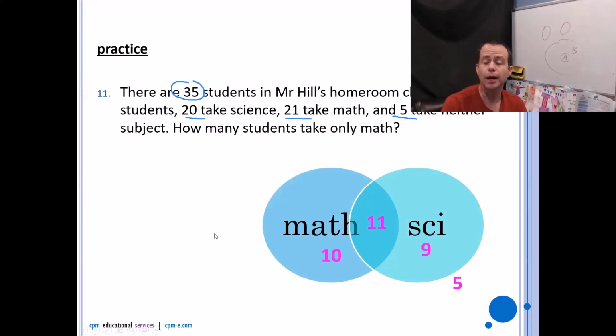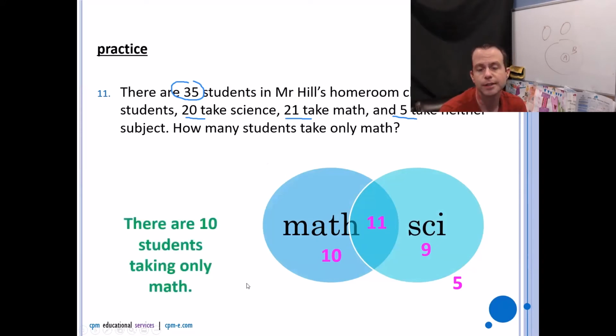Now, before I continue with that thought, take these four numbers, add them together, and it should equal 35, okay? 10 plus 11 and 9 is 20, so that's 10 plus 20 is 30, plus the 5 not taking either, all of that adds up to 35. So we're good now. And the question was, how many students only take math? So there are 10 students only taking math, okay?